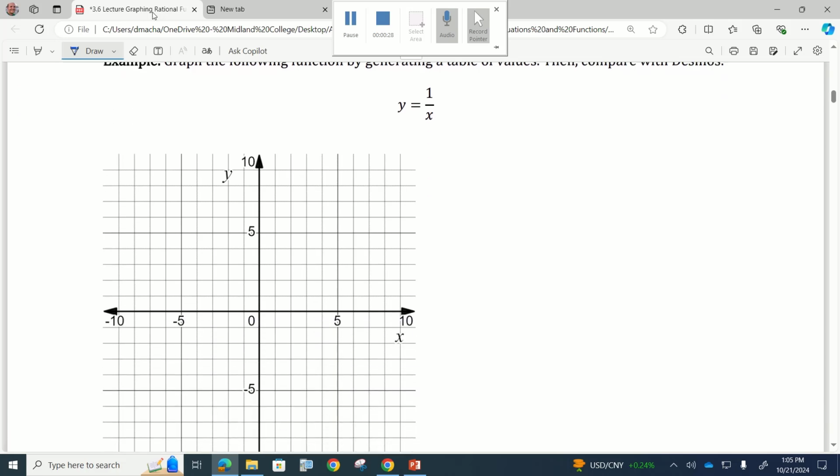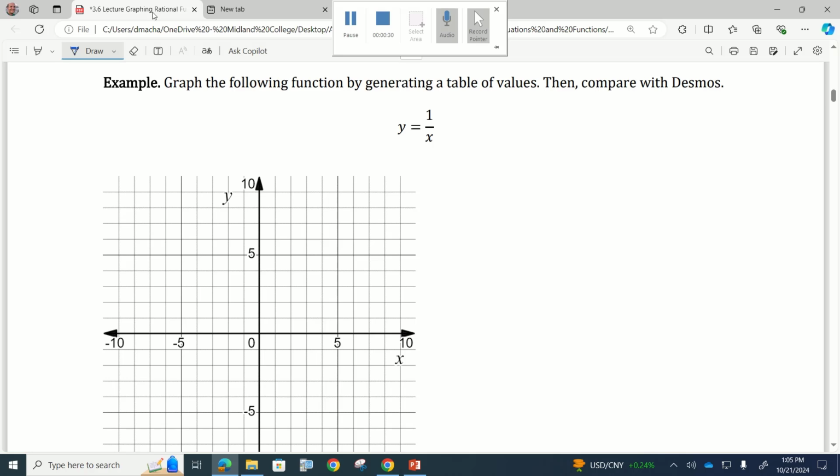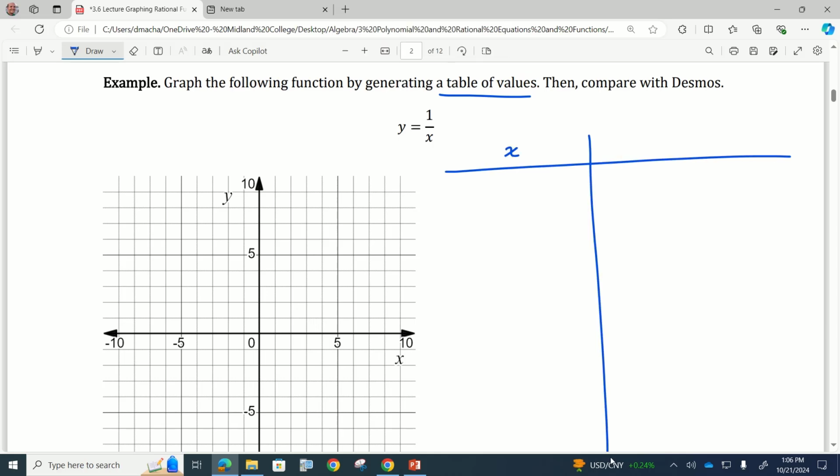I'll show you an example. If I tried to just graph this by generating a table of values, then you'll see what's going to happen here. I would start by making up some x values and determining what is y if my function I'm trying to graph is y equals 1 divided by x. And if x is 1, then y is just 1 divided by 1. And if x is 2, then y is 1 divided by 2. And if x is 3, y is 1 divided by 3, and so on.